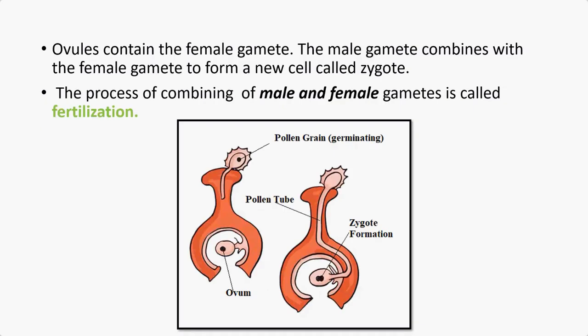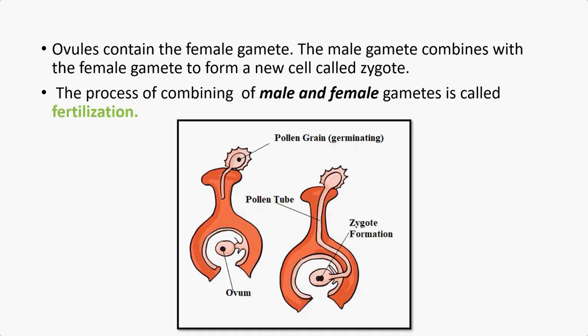Ovules contain the female gamete. The male gamete combines with the female gamete to form a new cell called zygote. The process of combining of male and female gamete is called fertilization. Now, ma'am will give you 2 minutes. I want you to learn these 2 points now. I will call anyone to say this without seeing. Now learn it. Don't touch your chat box now. Just look at the screen and learn.